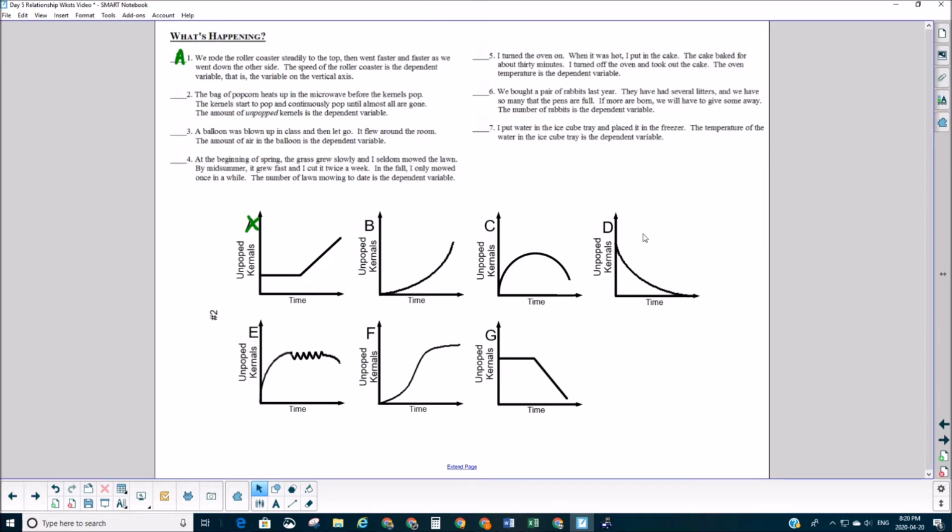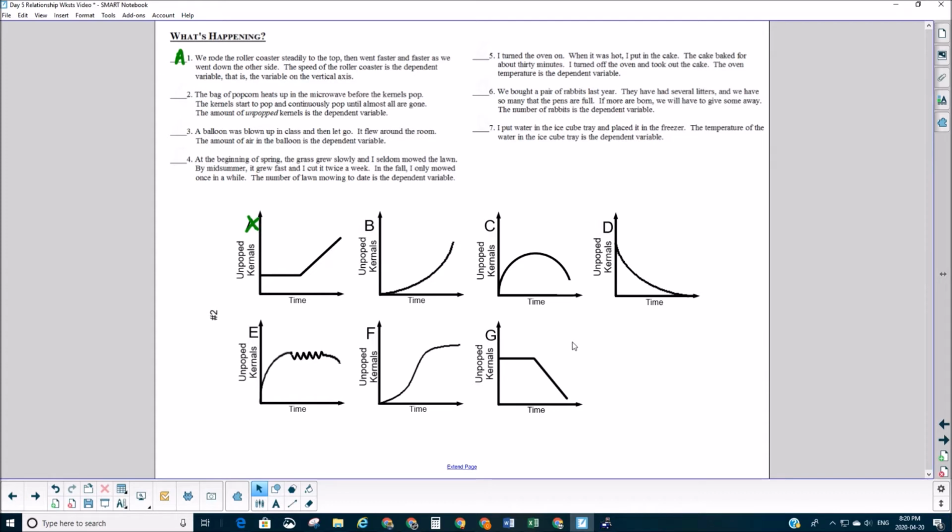So to me, it's either this one or this one. This one would have the amount of unpopped popcorn go down. The amount of popcorn goes up, but the amount of unpopped kernels goes down. So it's either this one or this one. All the other ones go up. So it has to do with the beginning. It heats up before the kernels pop. So that means there's a time when nothing's happening. We all know this when you put the bag of popcorn in the microwave. It sits there doing nothing.